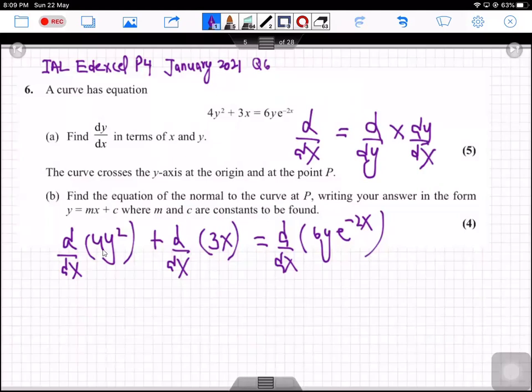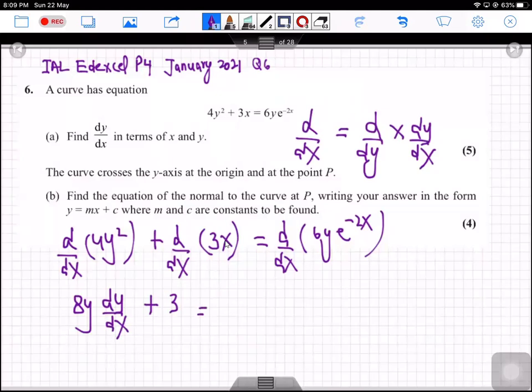So, I'm going to differentiate 4y² with respect to x. First of all, it will be differentiated with respect to y. When 4y² is differentiated with respect to y, it will give you 8y. And in order to get a derivative with respect to x, you have to multiply it with dy/dx. Then when 3x is differentiated with respect to x, it will be just simply 3. We don't need to multiply dy/dx in this case, because the term is in terms of x.